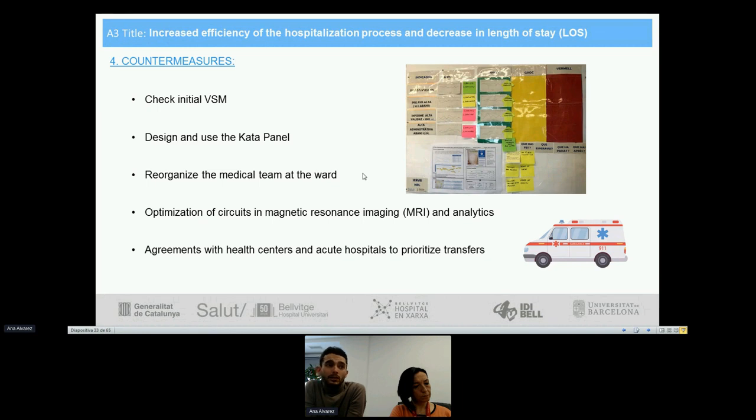The third countermeasure that we have is to organize the medical team and the ward. The schedule of the head of the department and the different associate physicians is very important, as is the optimization of the circuit in magnetic resonance imaging and analytics. This is a very complex point because magnetic resonance imaging shares the service with different problematics. And the last one is agreements with health centers and acute hospitals to prioritize transfer. It's a problem related to communication and coordination between centers.